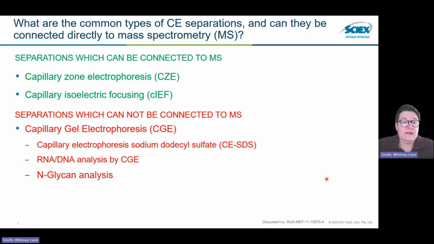So far, we cannot do gel electrophoresis separations, but there is another technique called capillary electrophoretic chromatography, which uses a packed column, but we haven't connected that to a mass spec. So we can't do any SDS separations at the moment. RNA and DNA, if it's containing a gel, we can't do that, and we can't do the typical glycan analysis like with the standalone systems.